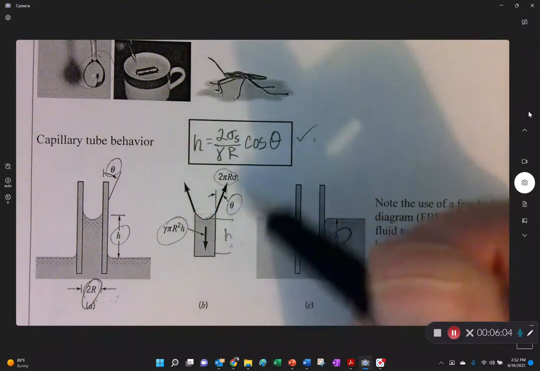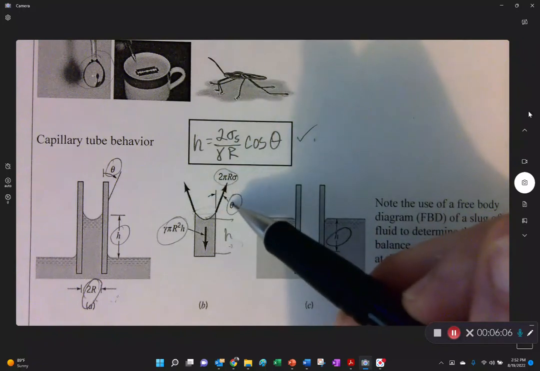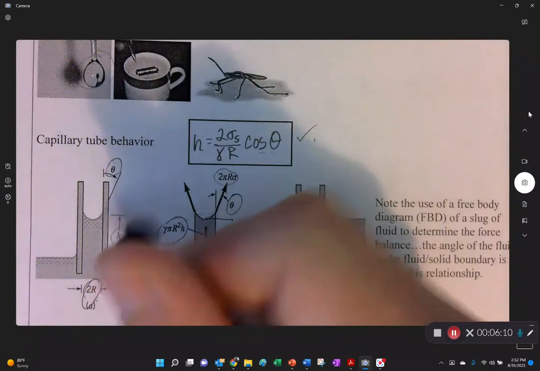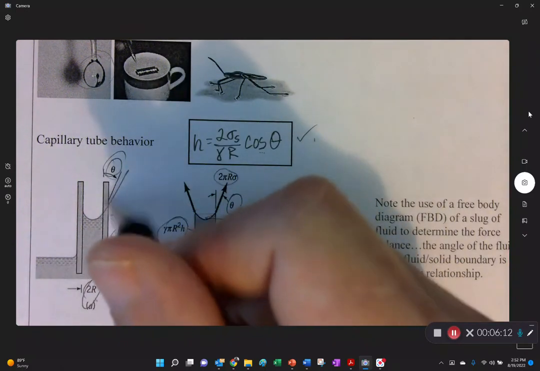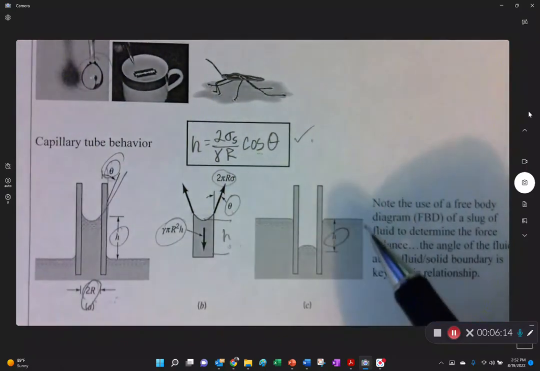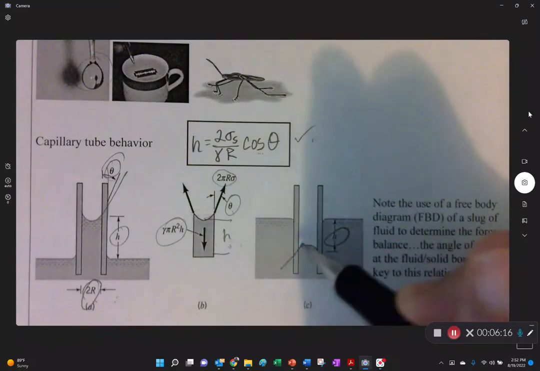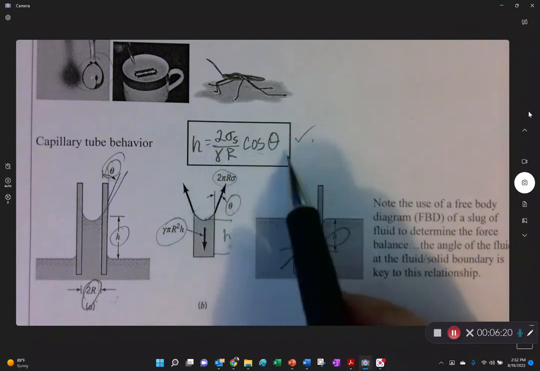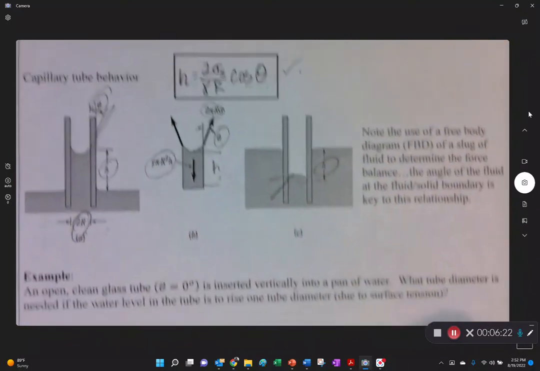We take the sum of the forces here, and you'll see that because of that angle right here, that's where we get the cosine of theta. It's the angle that's formed on the slope of the meniscus, or it could also be down that way if it's for this right here. So it's the FBD, and that's all this is really solving for.